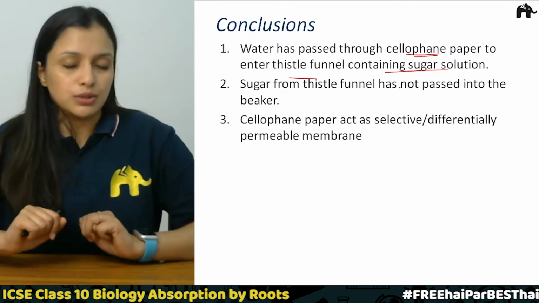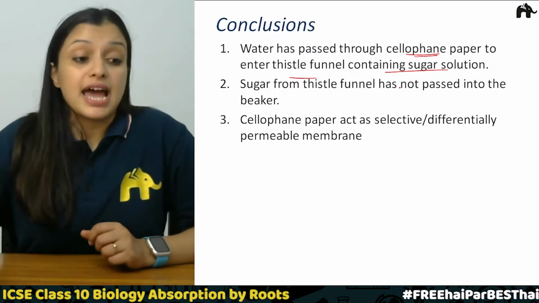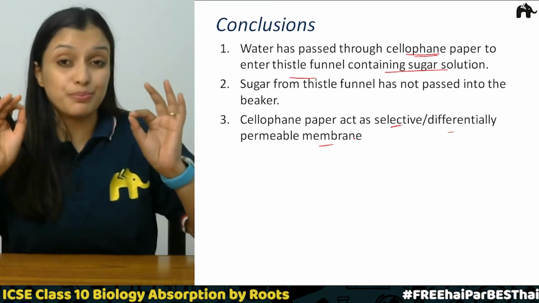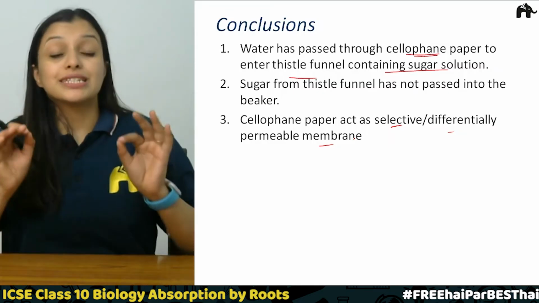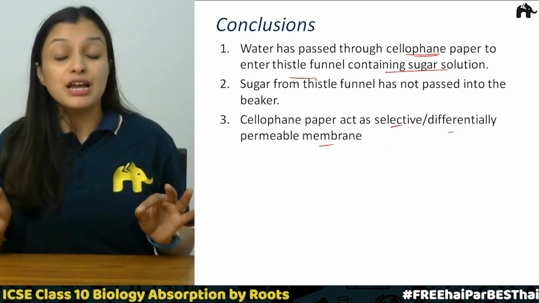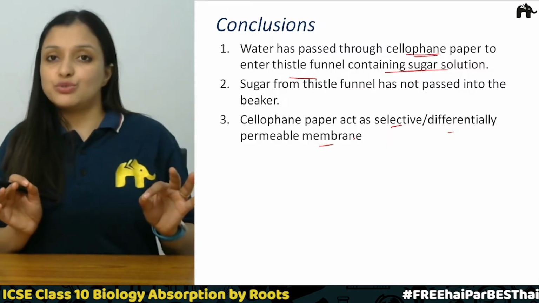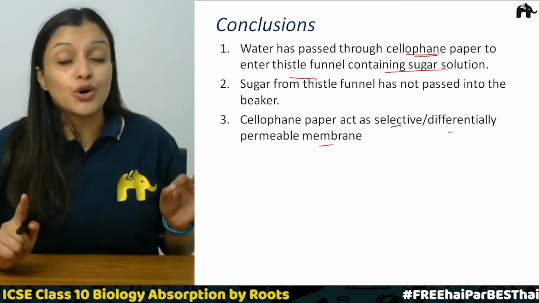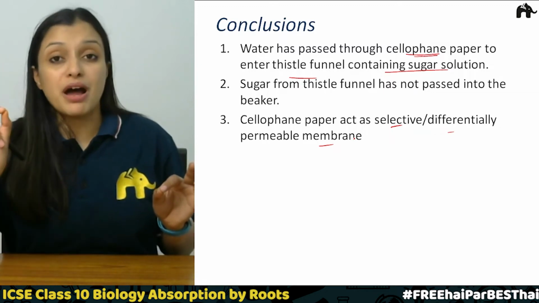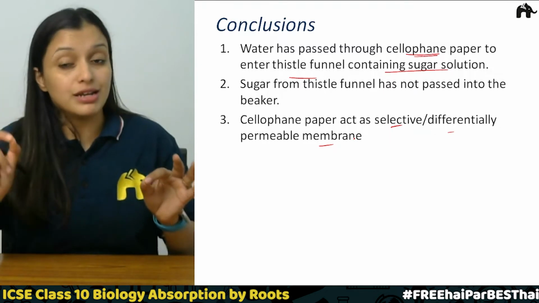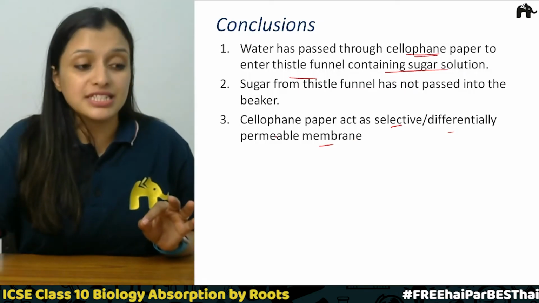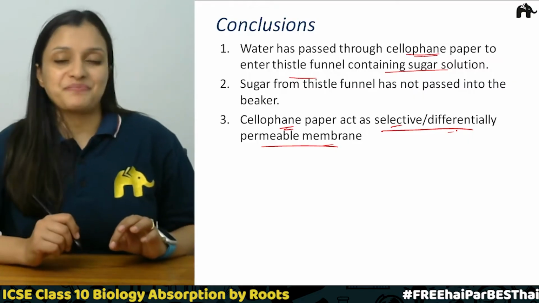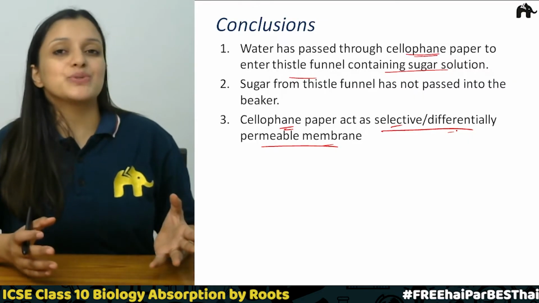Now coming on to the third one. Cellophane paper acts as a selective or differentially permeable membrane. So now this cellophane sheet has played a very important role. It is a selectively permeable membrane. So it allowed only water molecules to pass from the beaker into the funnel, but this membrane did not allow sugar molecules to pass from the funnel into the beaker, right? So this acted as a semi-permeable or differentially permeable membrane, correct? So I hope these conclusions are clear.